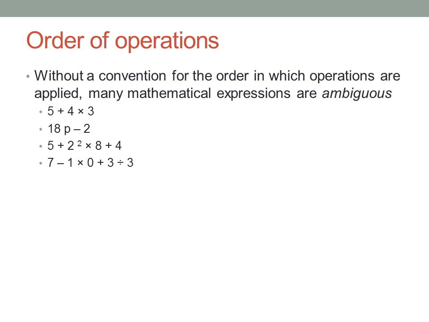18p minus 2. Well, that's 18 times p minus 2. But should I do the times first or the minus? If we didn't have a suitable convention for this, we would have to use brackets all the time. If we didn't, we could never be sure which operation was intended to be done first.